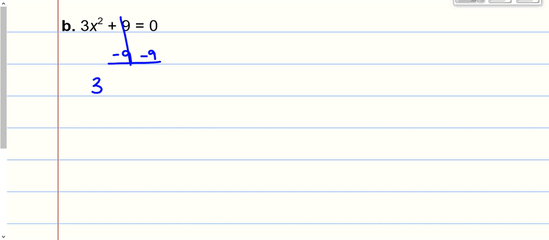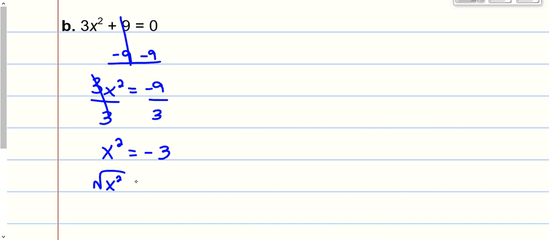And so we get 3x squared equals negative 9. We are going to now divide by 3 on both sides, and x squared equals negative 3. So now your next step is to take the square root. The square root of x squared equals the square root of negative 3. Your square and your square root will cancel. So you have x is equal to the square root of negative 3.